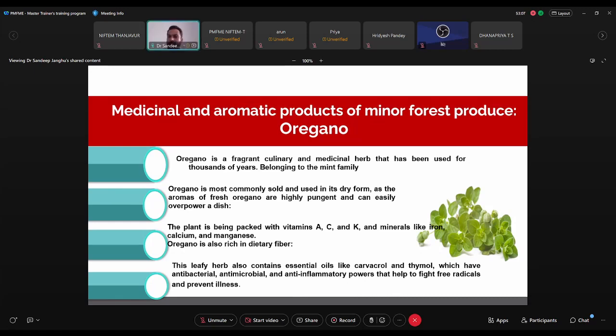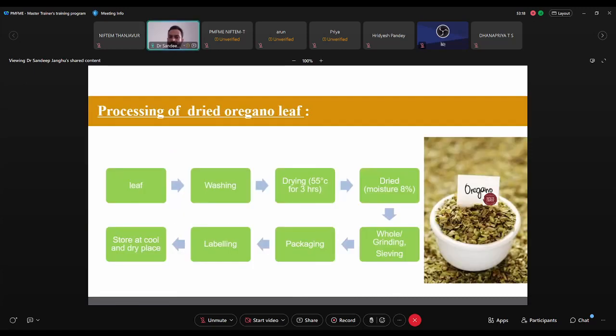It also contains essential oils which have antibacterial and anti-inflammatory powers, and it helps in reducing free radicals and prevent various kinds of illnesses. So to dehydrate and make it flakes or powder, the process we follow is almost similar to cinnamon: 55 degrees centigrade for 3 hours. We keep it in the tray dryers, and once the moisture content comes down below 8%, we grind it, sieve it, and pack it.